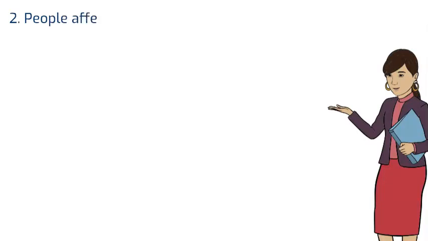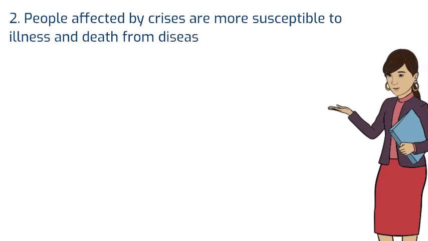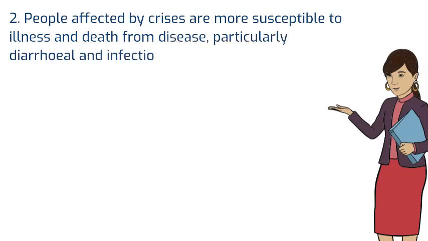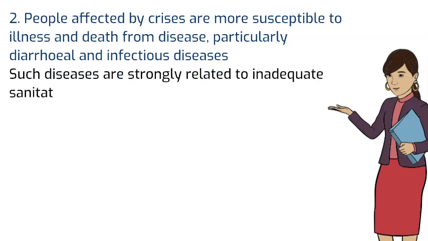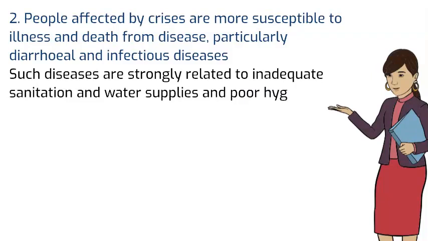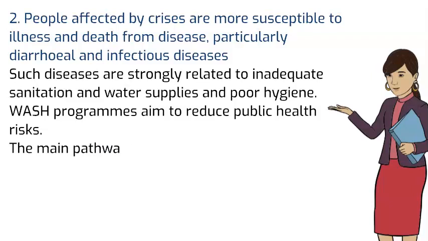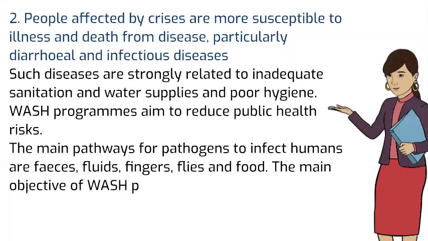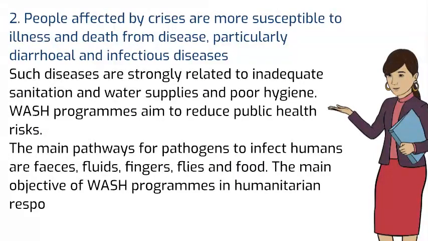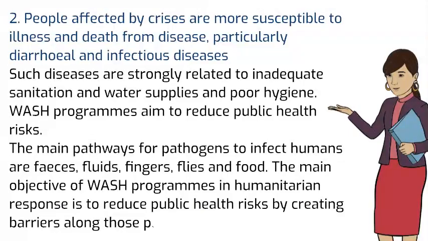Two. People affected by crises are more susceptible to illness and death from disease, particularly diarrheal and infectious diseases. Such diseases are strongly related to inadequate sanitation and water supplies and poor hygiene. WASH programs aim to reduce public health risks. The main pathways for pathogens to infect humans are feces, fluids, fingers, flies and food. The main objective of WASH programs in humanitarian response is to reduce public health risks by creating barriers along those pathways.